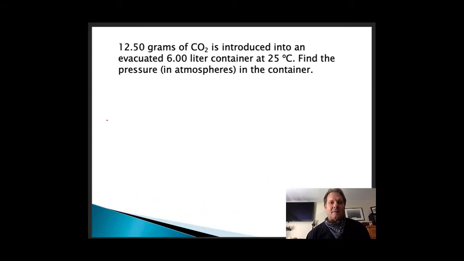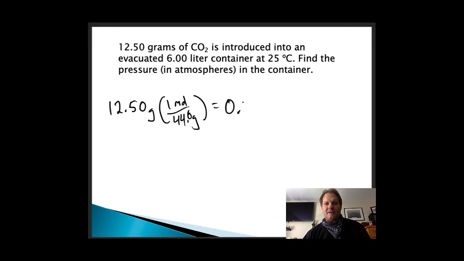So let's take a look at this problem. 12.50 grams of carbon dioxide is introduced to an evacuated 6.00 liter container at 25 degrees Celsius. Find the pressure in atmospheres in the container. So the first thing we're going to do is get the moles of gas because there is no room for grams in the equation. So if I have 12.50 grams of carbon dioxide, the molar mass of carbon dioxide is 44 grams per mole, I get 0.284 moles of carbon dioxide. That is my N value, number of moles.